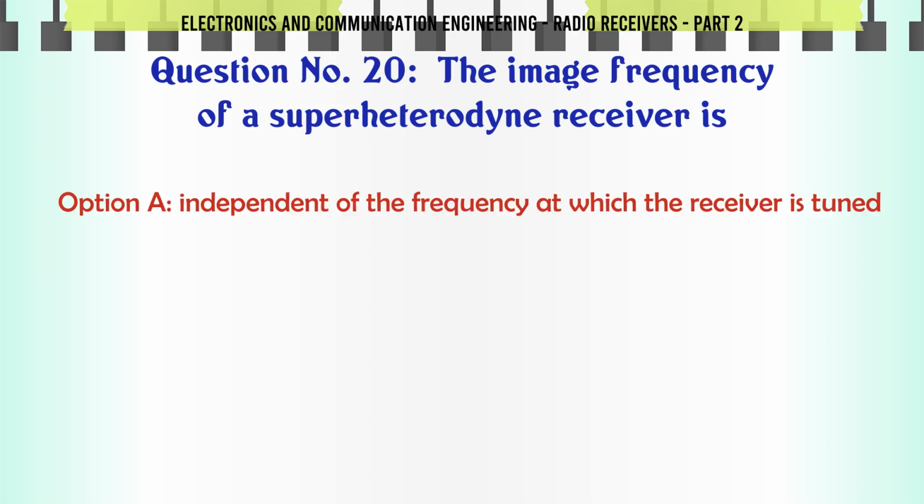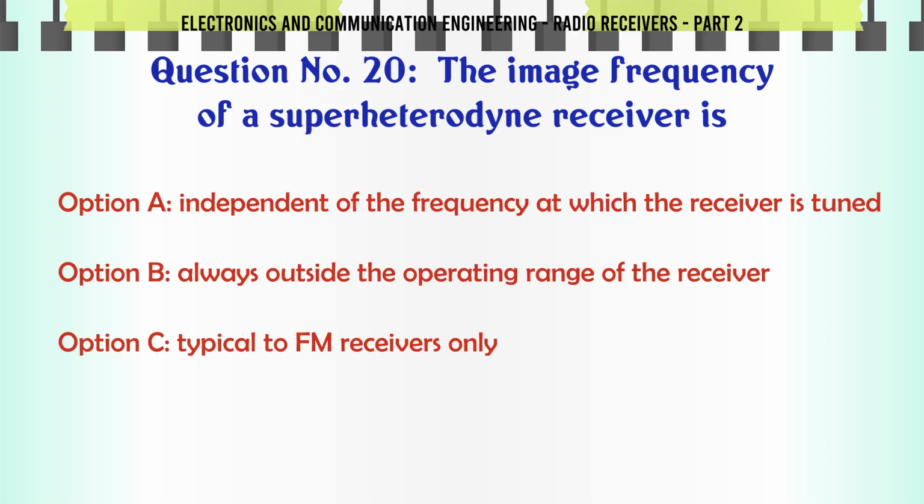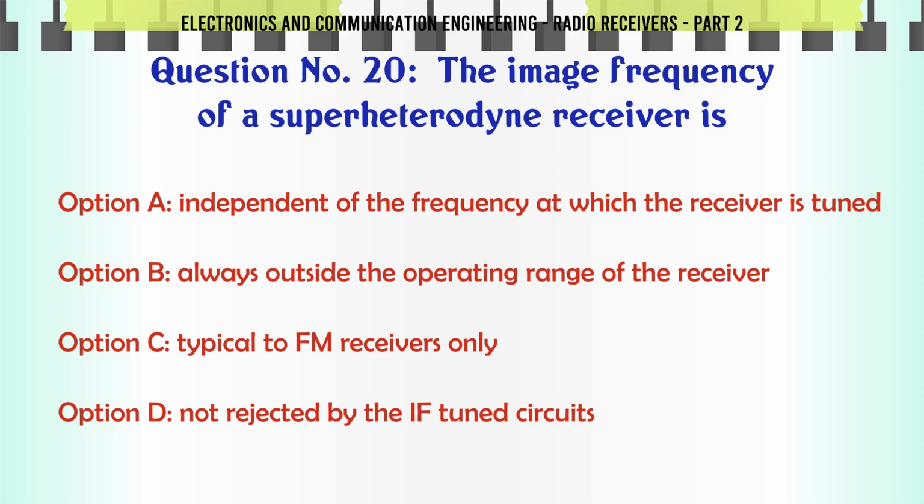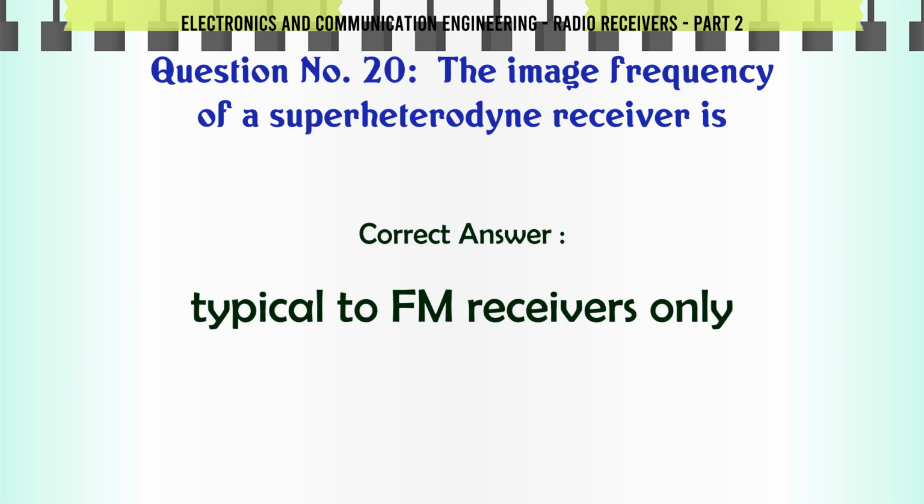The image frequency of a superheterodyne receiver is: A. Independent of the frequency at which the receiver is tuned. B. Always outside the operating range of the receiver. C. Typical to FM receivers only. D. Not rejected by the IF tuned circuits. The correct answer is typical to FM receivers only.